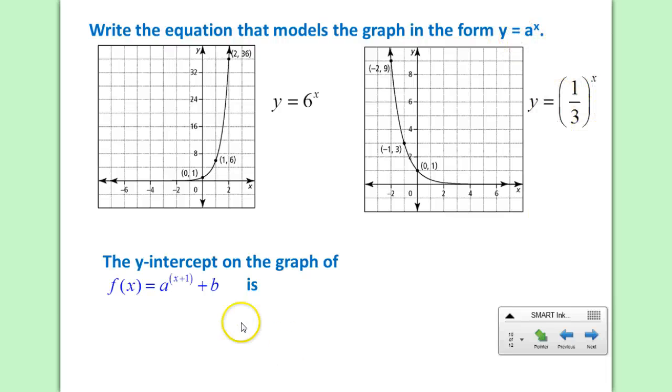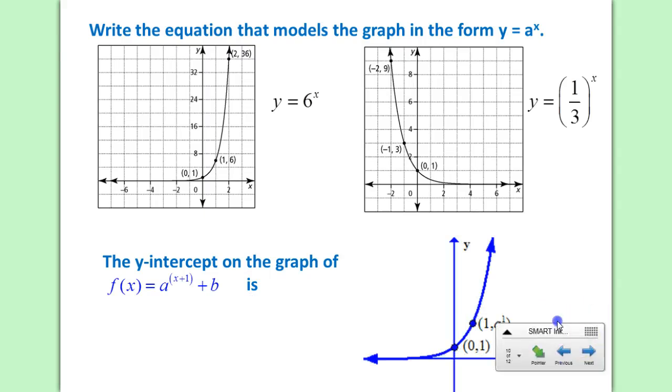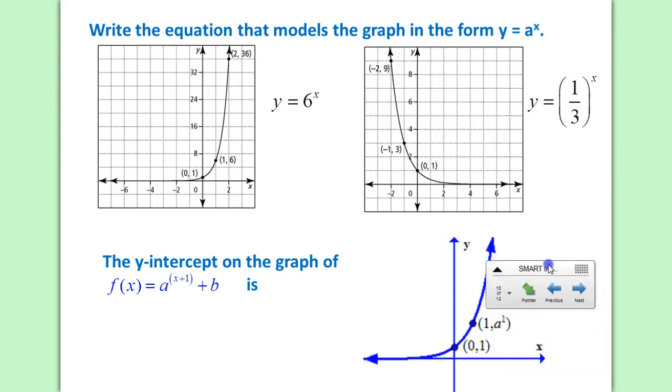What's the y-intercept on this graph? Well, what do we do for the y-intercept? For the y-intercept, we let x equal 0. So on this graph, we let x equal 0, and we get a to the 1 plus b. So the y-intercept must have been a to the 1 plus b.